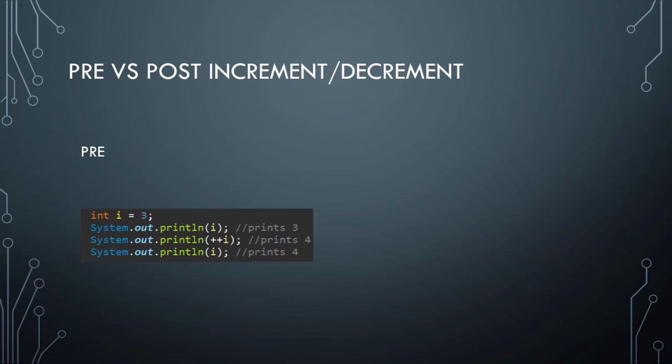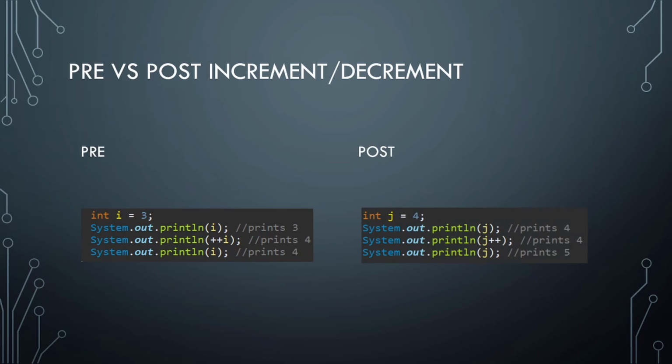Now, this also goes in post as well. So if we have post, let's say I have another variable j, and I set it to 4. I print out j, I get 4. Then I print out j++, and I get 4. Well, why is this? I'm basically saying, hey, give me j, and after I get the value at j, I want you to add 1 to it.